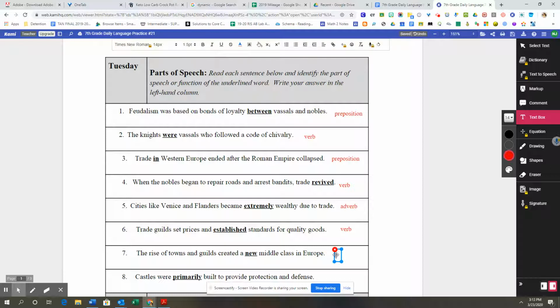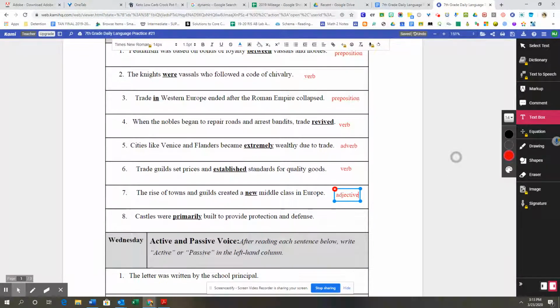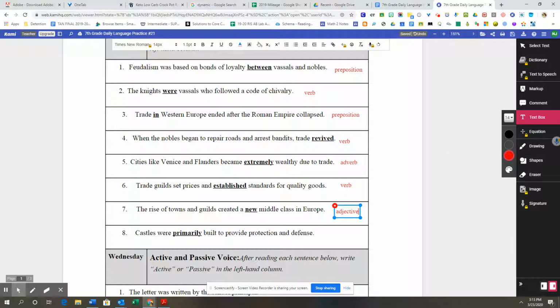The rise of towns and guilds created a new middle class in Europe. What kind of class? A new middle class. What do you think it is? You got it. An adjective that shows action. Not action, sorry. That shows what type, it describes the noun. So here it's describing middle.